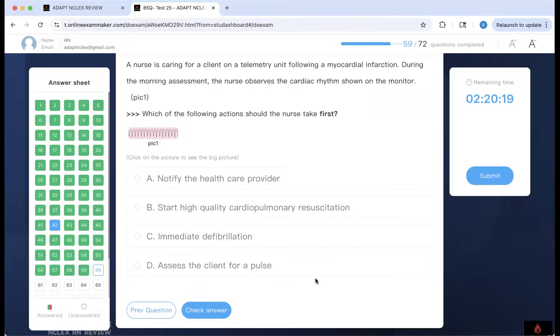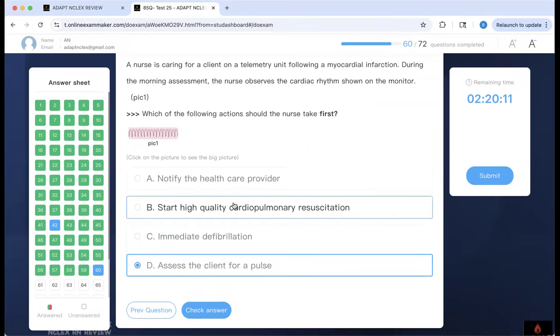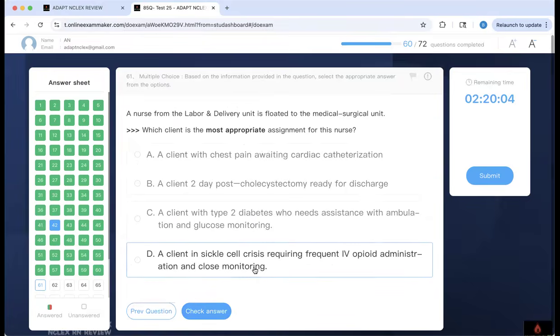If it's VTAC, I need to make sure I know whether it's pulseless or there's a pulse. So check your pulse. You don't defibrillate until you know it's pulseless. You don't do CPR right now and then notify the healthcare provider. Still check the pulse before you can give them information.